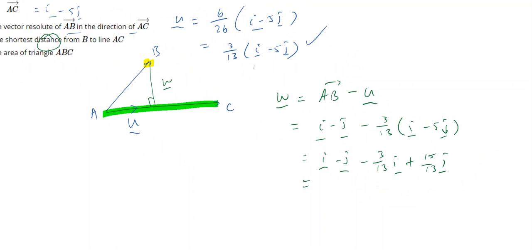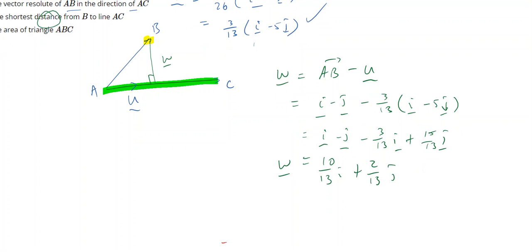What do we get? 1i is the same as 13 over 13 i. 13 minus 3 is 10 on 13 i. Minus 13 over 13 plus 15 over 13. So minus 13 plus 15 is plus 2 over 13 j. That's your w.